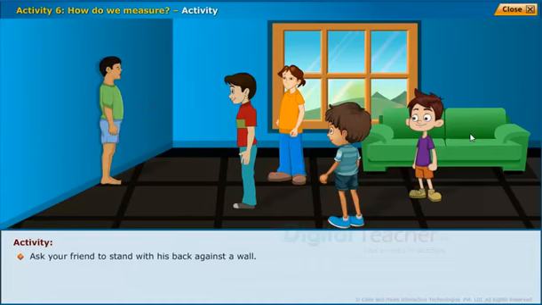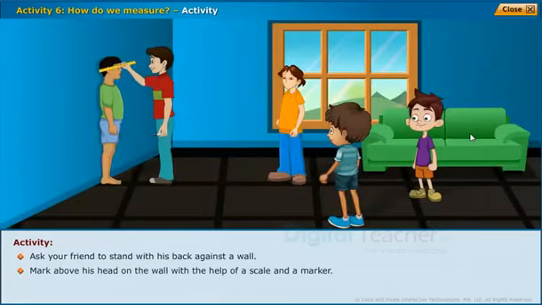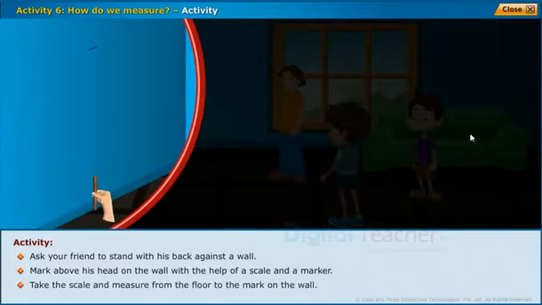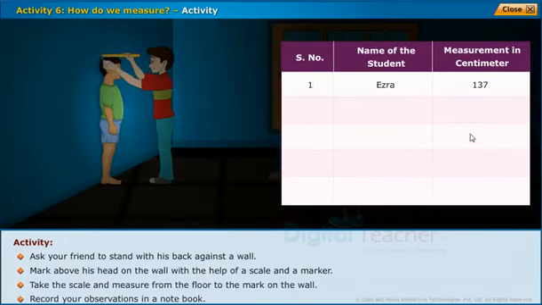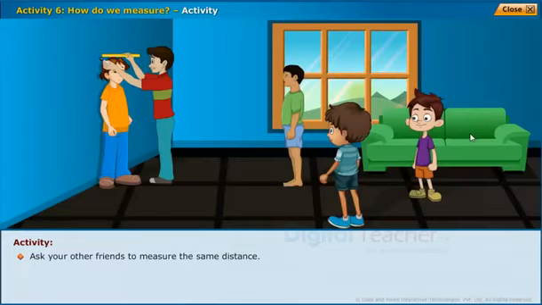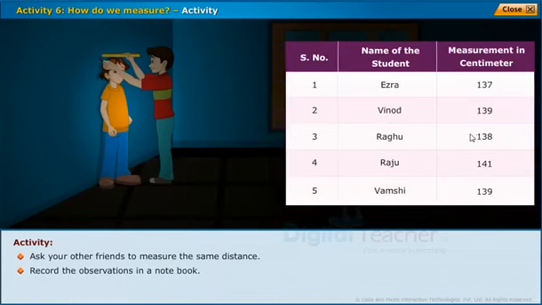Ask your friend to stand with his back against a wall. Mark above his head on the wall with the help of a scale and a marker. Take the scale and measure from the floor to the mark on the wall. Record your observations in a notebook. Ask your other friends to measure the same distance. Record the observations in a notebook.